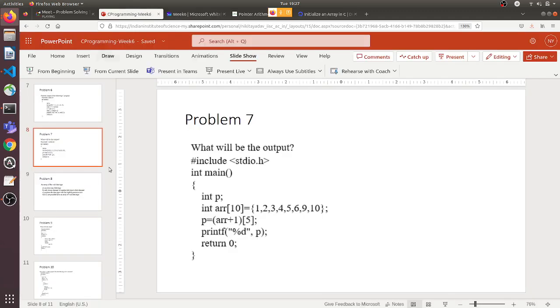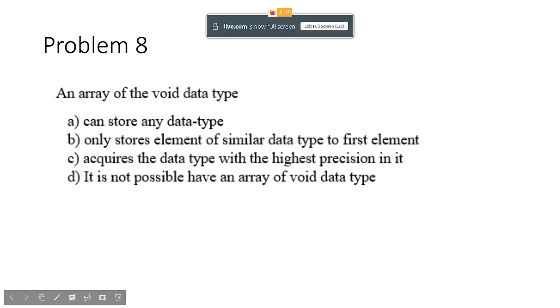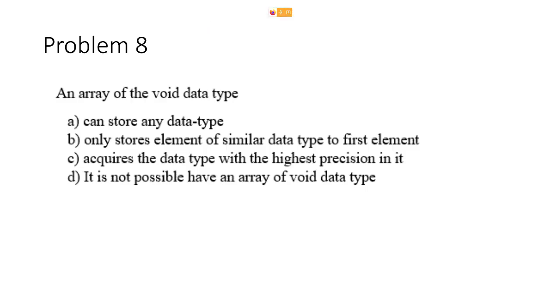If there are no more questions on this one, let's look at the next one. An array of void data type. There are 4 options. Which is the correct one? The last one. Yeah, that's correct. You cannot have an array of void data type. That's the answer. It is not possible to have an array of void data type.